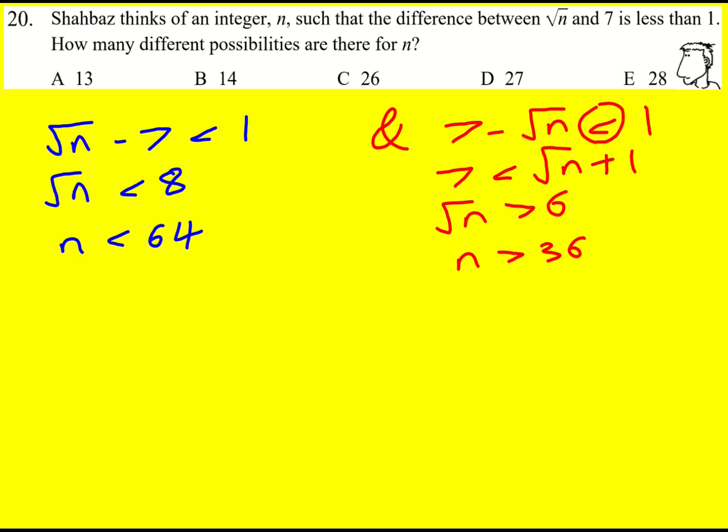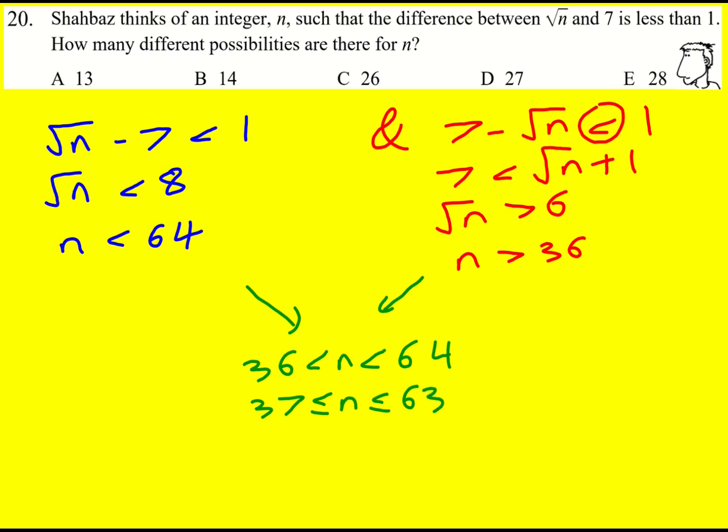All right, bringing these two facts together, it must be that 36 is less than n, which is less than 64. Which means that 37 is less than or equal to n, which is less than or equal to 63. That will guarantee us the difference that we want. So 37 to 63. Right, how many different possibilities are there?